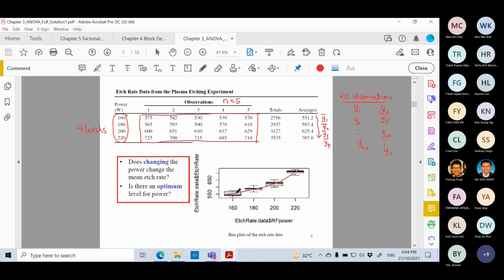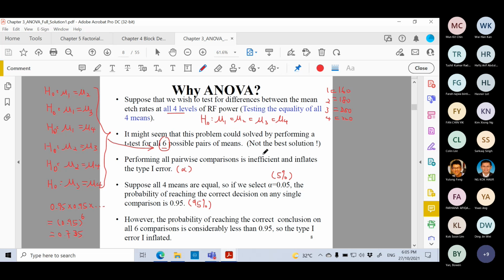Of course they show an increase, but is there any optimum level out of these four? Do we need to stop at 220? Or in fact, even though graphically the 220 and 200 look no different, this is what we are interested to investigate. We cannot just plot the graph and then say that using 220 will always give you the highest yield. This is why we carry out the analysis of variance.